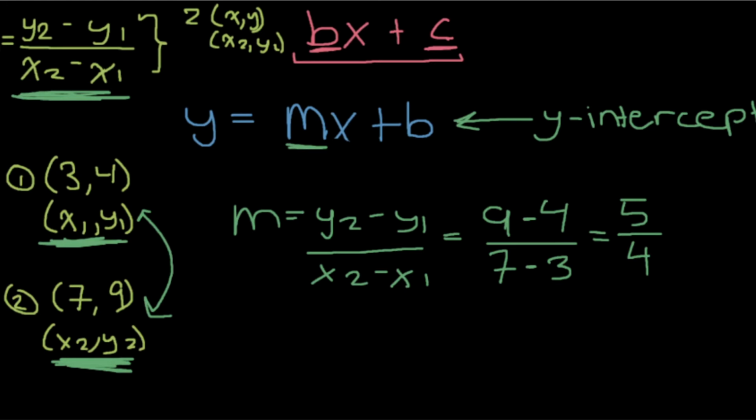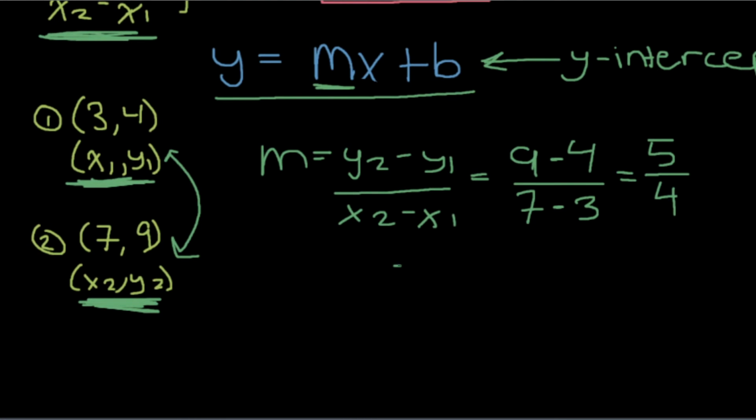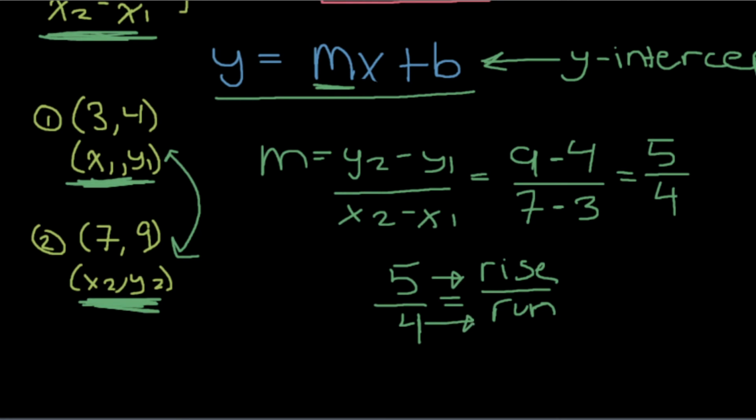As you can see, in the equation y is equal to mx plus b, the m is simply one variable. It's not m over something. So you could definitely get a slope as a fraction. This 5 over 4 simply means that, remember, a slope is simply rise over run. So it rises 5 units and it goes to the left or right 4 units.